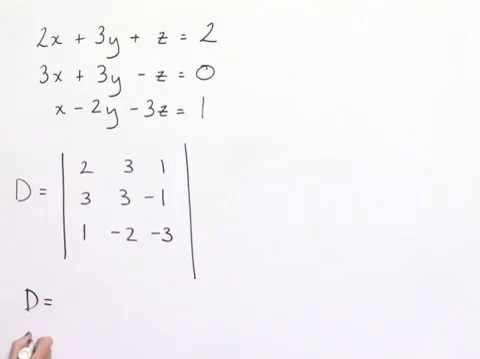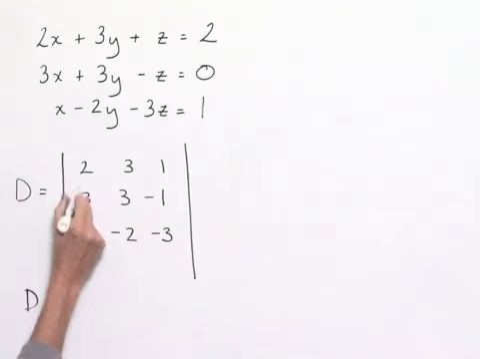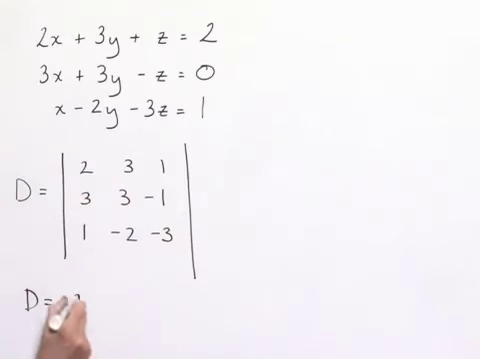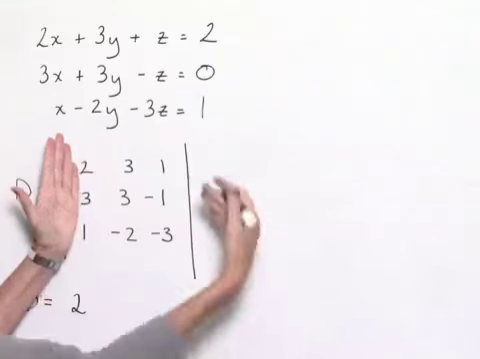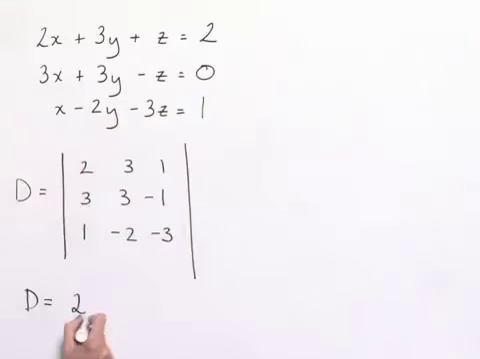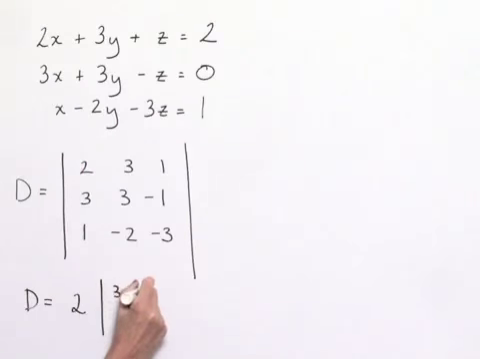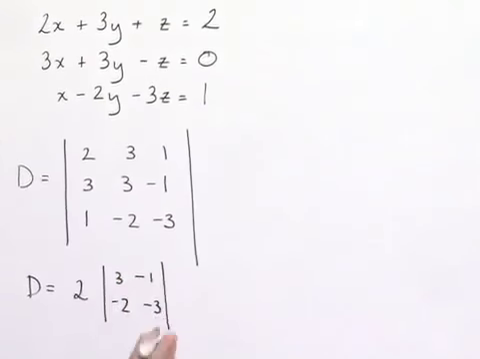So D will equal, and let's review how to evaluate determinants. We're going to start with our top row. We're going to take the value of 2. We're going to multiply that times the value that we come up with if we're working with a determinant where we erase the column and the row that value is in. So in other words, we're going to be looking at this 2 multiplied times the determinant, 3, negative 1 in our top row, negative 2, negative 3 in our second row.